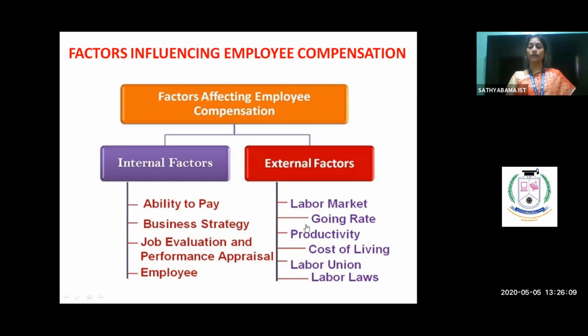And then comes the last one, labor laws. Laws are the rules, regulations or policies framed by the government. They will be changed according to the changing environment in the labor market, and labor laws will be fixed by the government. So all the organizations have to abide by the labor laws, and based on the labor laws imposed, they have to fix the salary package. So these are the various internal and external factors that influence employee compensation.